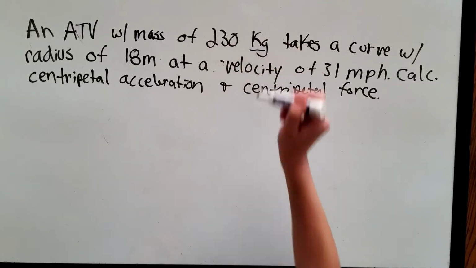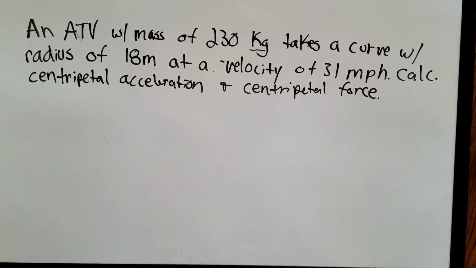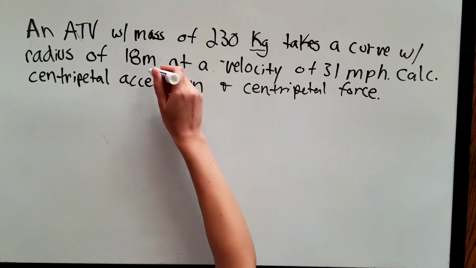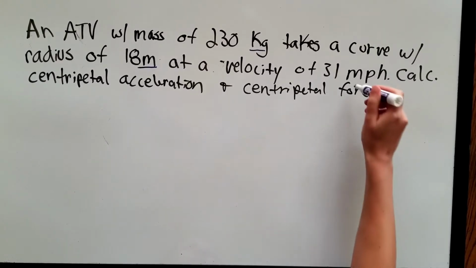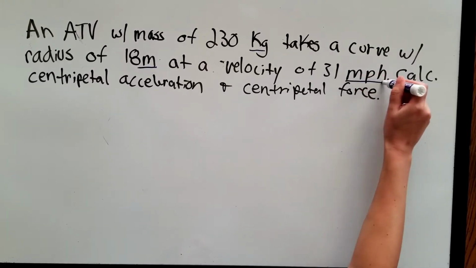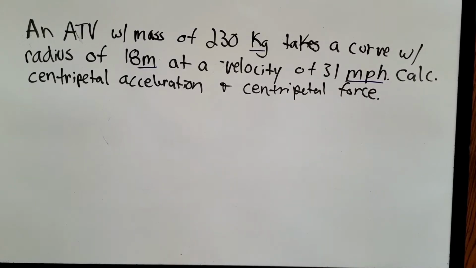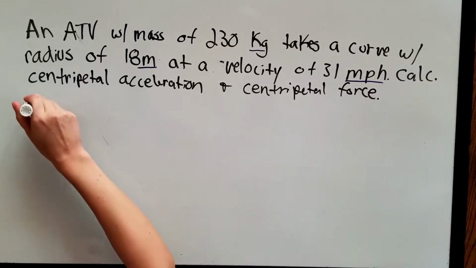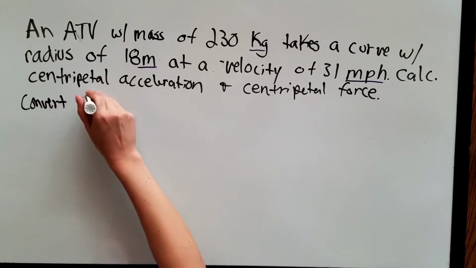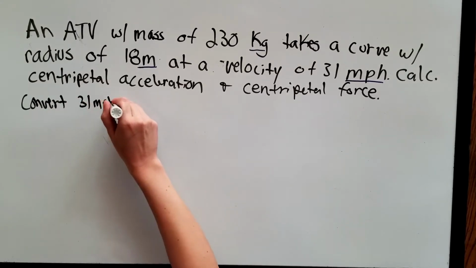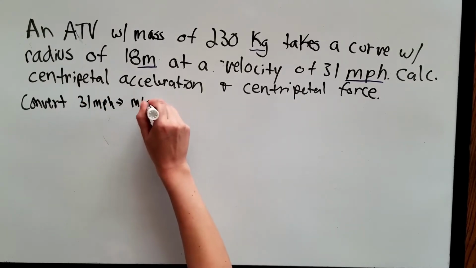So we have kilograms. That's good, we want it in kilograms. For the radius, we have 18 meters. Do we want it in meters? Yes, we do. Now let's look at the velocity. Miles per hour. Do we want miles per hour? We do not, right? What do we need it in? We're going to convert it from miles per hour to meters per second.